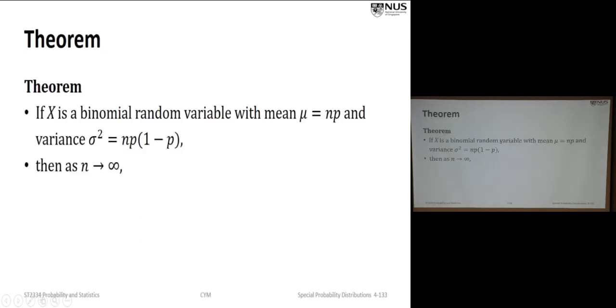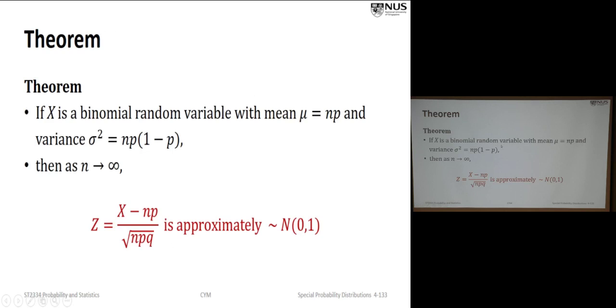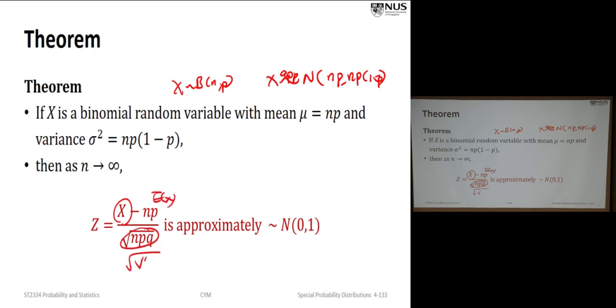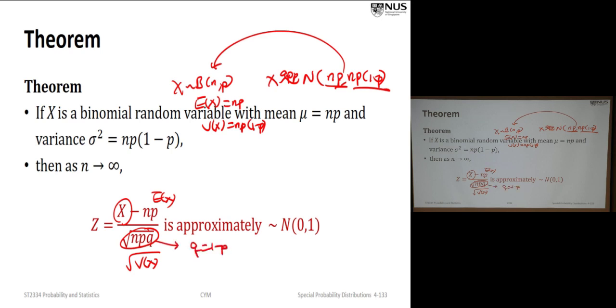And we have this theorem. This theorem basically writes down what I just said. If X is binomial with n and p, then X can be approximated by a normal with mean np and variance np(1 minus p). So this is X minus the expectation of X divided by the square root of the variance of X. This is the expectation of X, this is the variance of X from the normal distribution, equal to np and np times (1 minus p). Q here is 1 minus p.